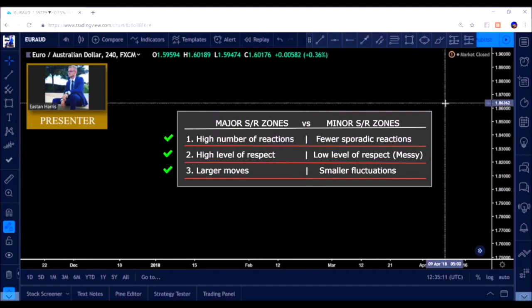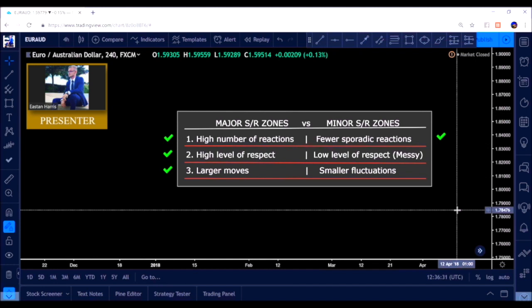Now for minor zones, number one, there are going to be fewer, sporadic reactions. So what this means is there's going to be less reactions off of a certain zone, and you're going to see a lot of these areas when we dive into it. There's going to be a ton more minor zones, but each one of these minor zones is going to have fewer reactions on it compared to the major zones. And these reactions are going to be very sporadic.